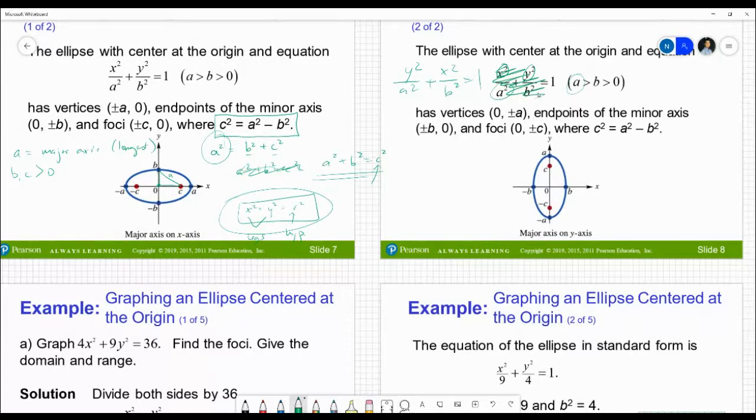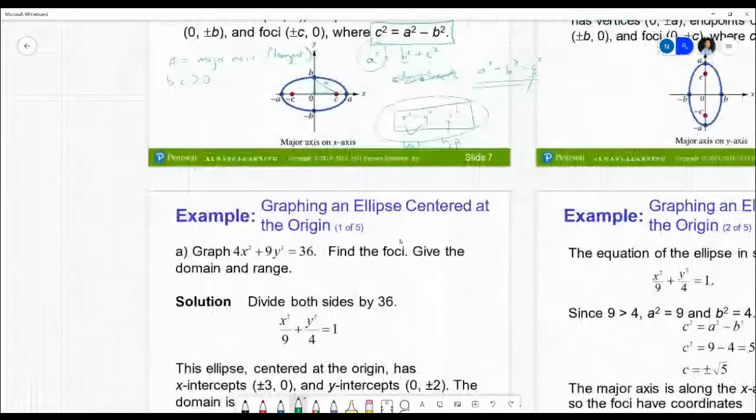This is for the minor axis? No, this is where the major axis is vertical. Over here, the major axis is horizontal. So the larger the number that's below x or y, that tells you where the major axis is. Okay?